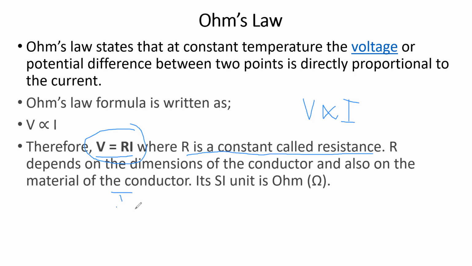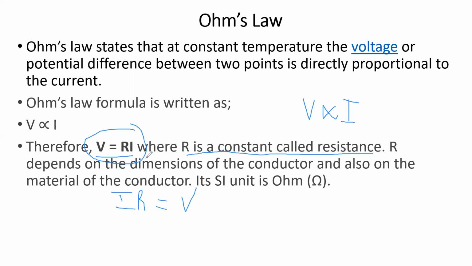IR is equal to V. Likewise, we can write I is equal to V by R. So in any electrical circuit, if they are giving two parameters, you can find the third one. It's very easy to find it.